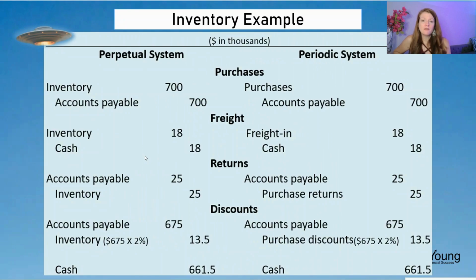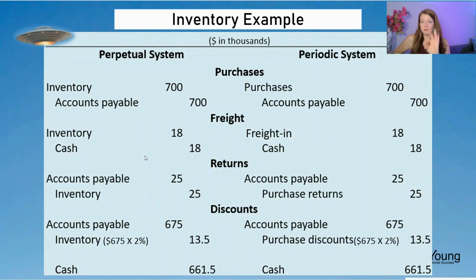We're just going to see this in thousands, so I dropped off 3 of the zeros. With perpetual, we increased inventory and we increased our accounts payable. With the periodic system, we increased purchases, and again, we increased the accounts payable for the amount that we purchased. Then we see that we have cash that we had to pay out for freight charges.